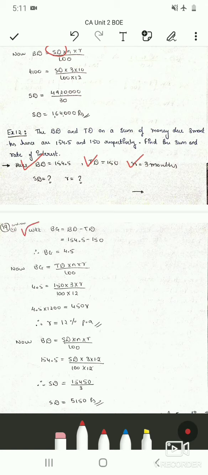So we have to find out what is the sum due and the rate of interest. So we know that banker's gain is banker's discount minus true discount. So first we can find out banker's gain. So it will be 4.5 and then using this formula, we know this quantity, we know true discount, we know n, then the only unknown term is what? It is r. So we can find out r easily.